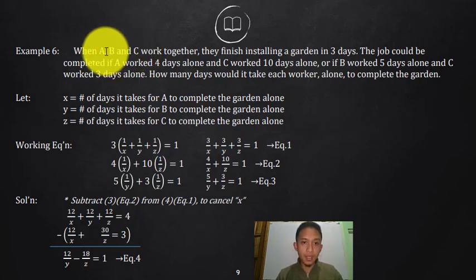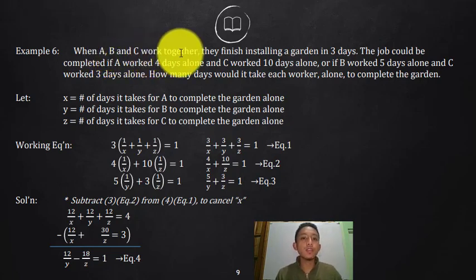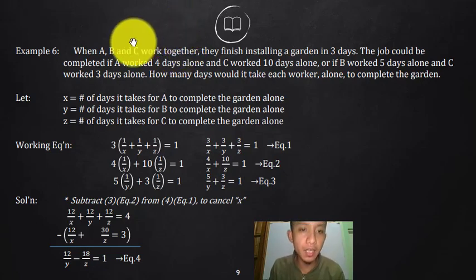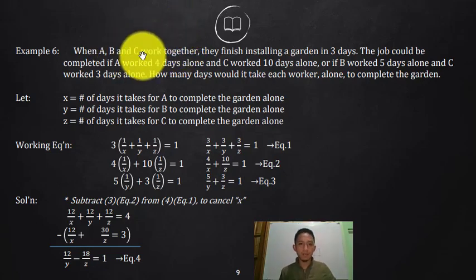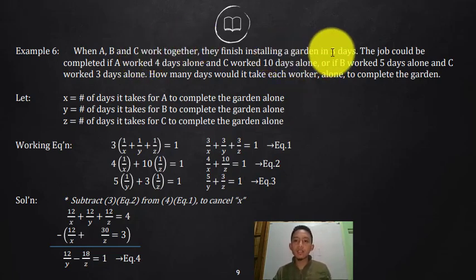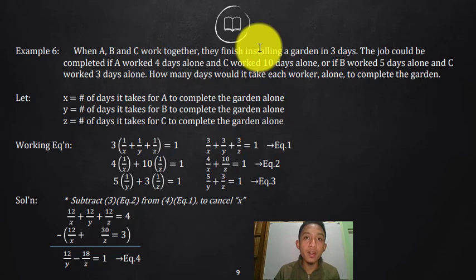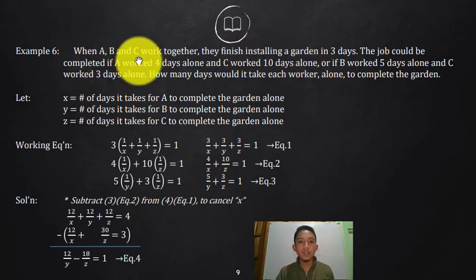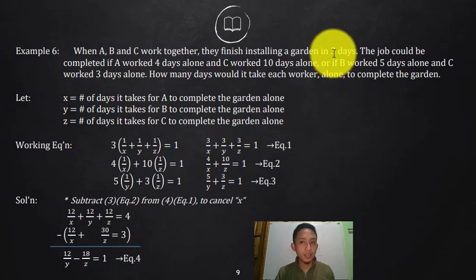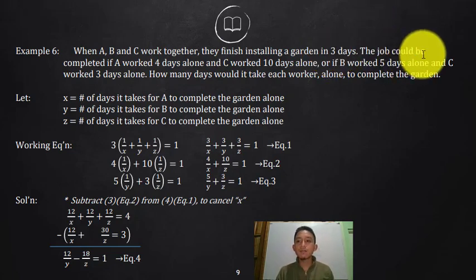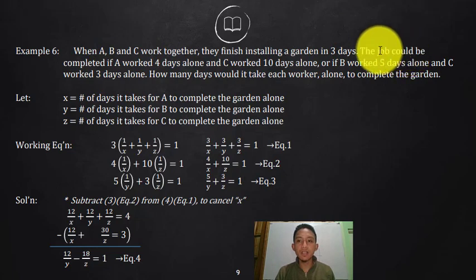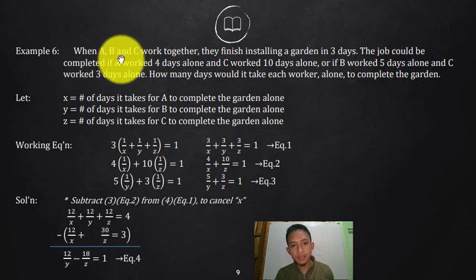Okay, so we have here 3 workers, A, B, and C. When A, B, and C work together, they finish installing a garden in 3 days. So the job is to install a garden. So there are 3 workers, A, B, and C, and if they work together, they will finish installing the garden in 3 days. Okay, the job could be completed.